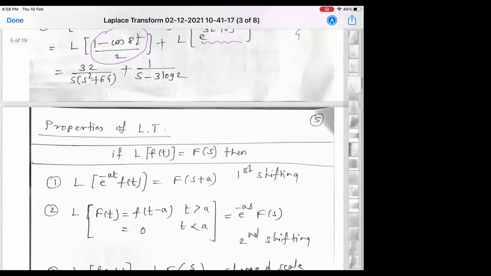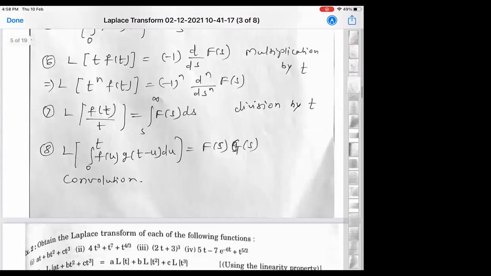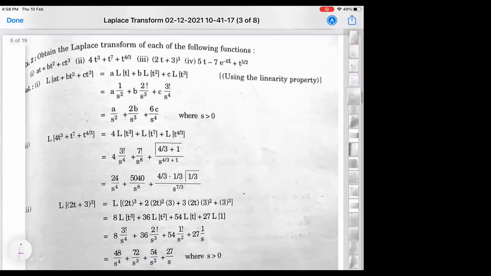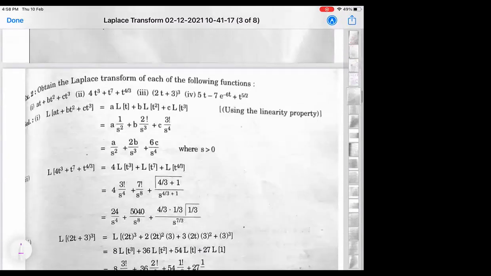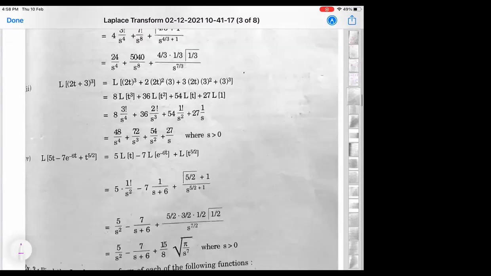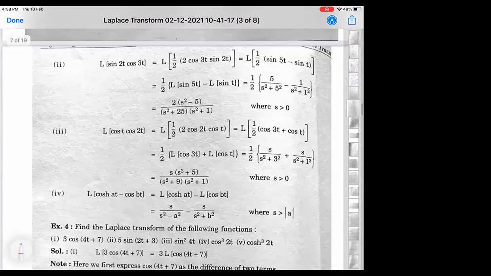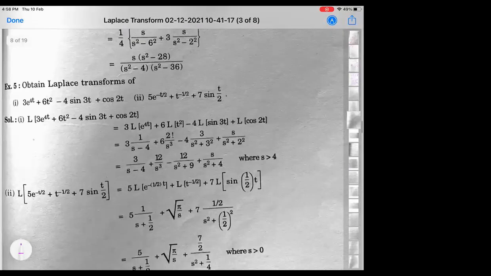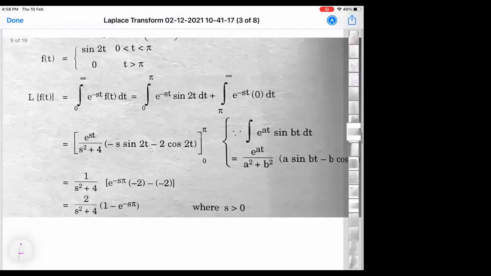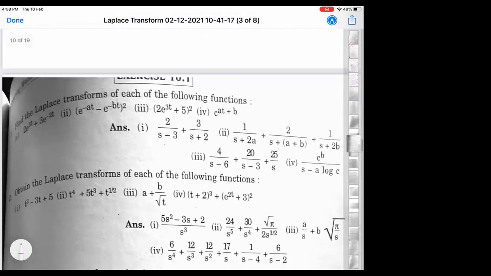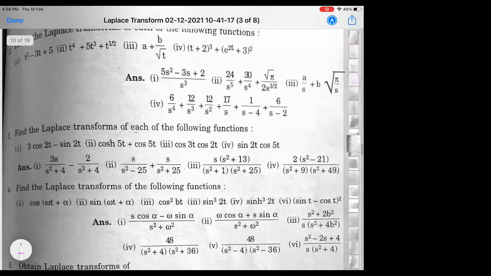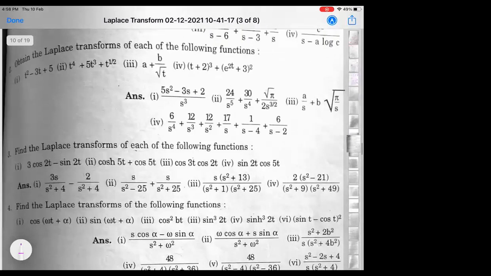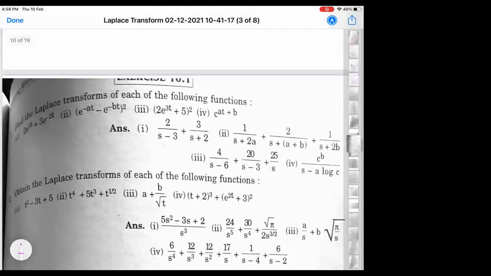So likewise, these are the examples given here, transformed. These are the solved examples which you can see for your reference. All these three, and some exercise problems are there, because we have not done the properties. Based on the properties, we have to solve the examples. So you can consider the exercise questions like this.